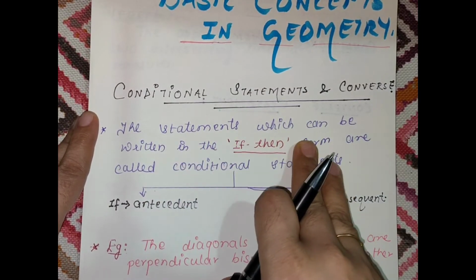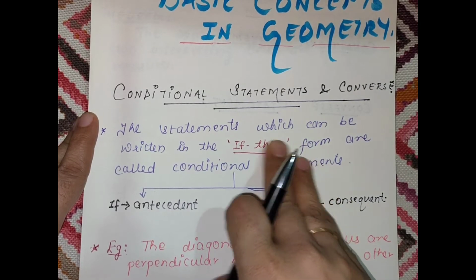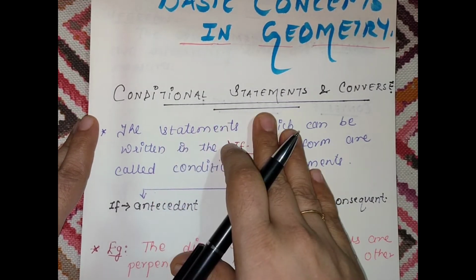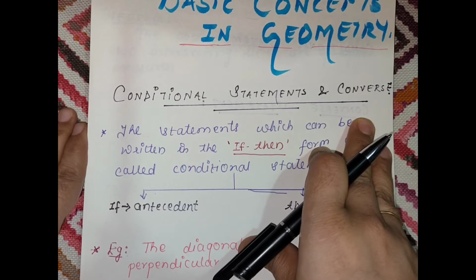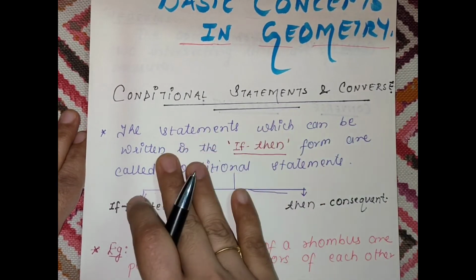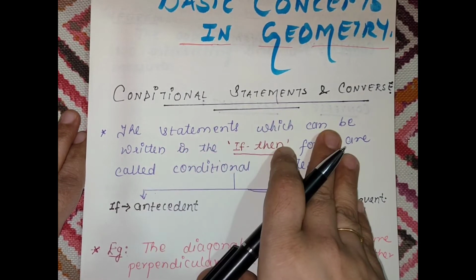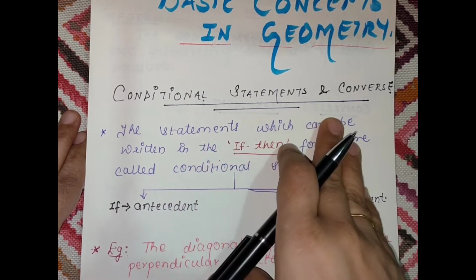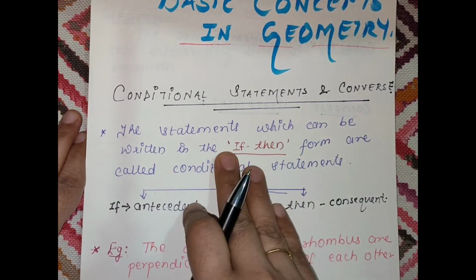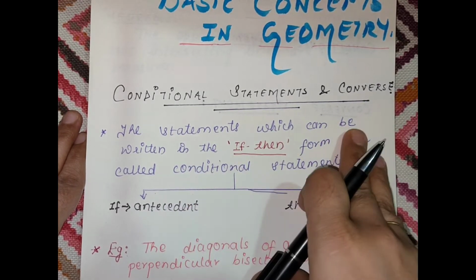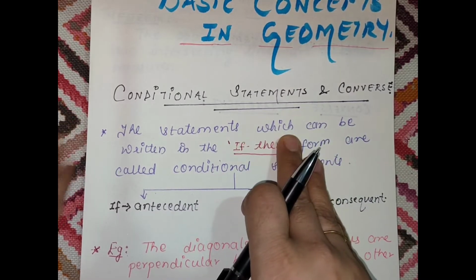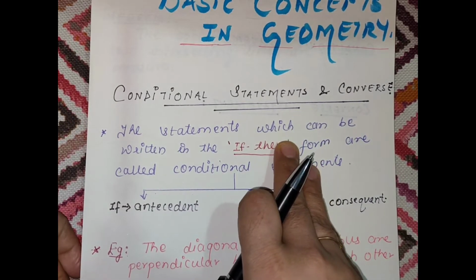Today we will study about the conditional statements and its converse. Previously we have completed 2 exercises of this chapter. Now in this session we will study about practice set 1.3.